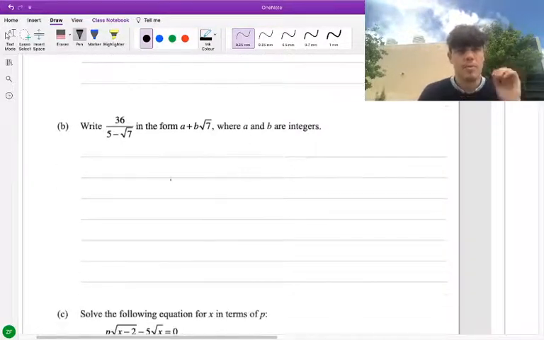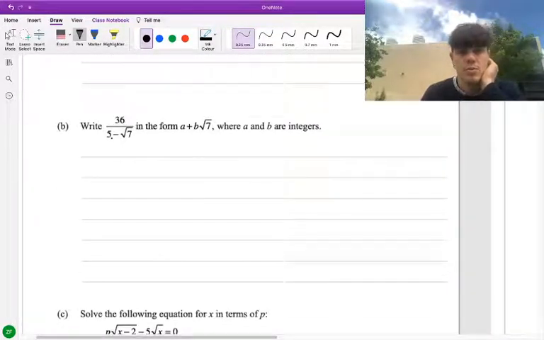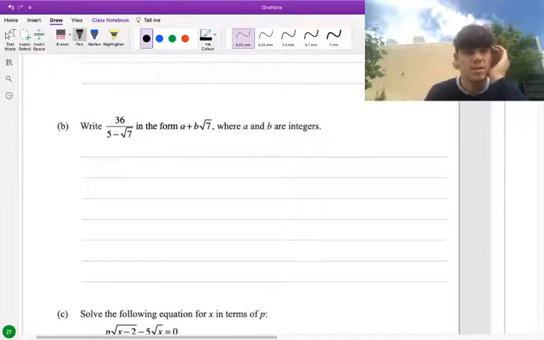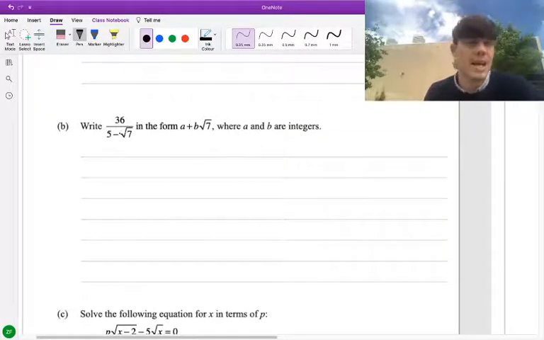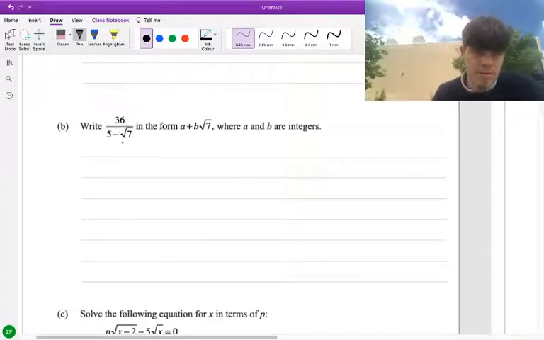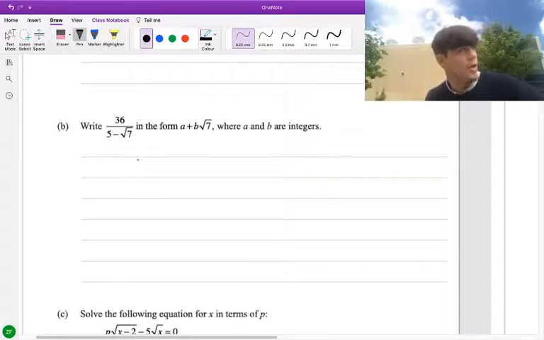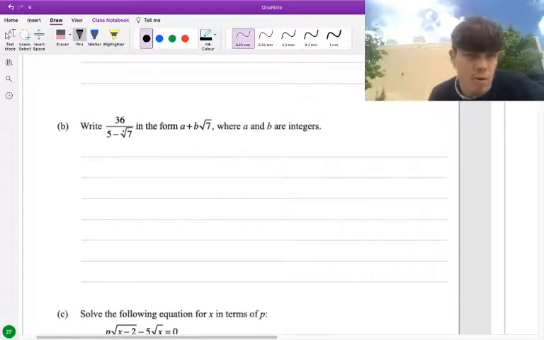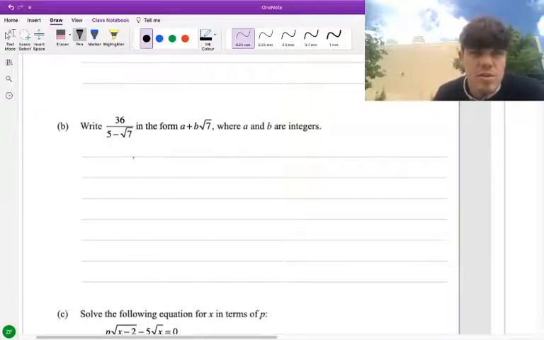Okay, so now write 36 over 5 minus the square root of 7 in the form a plus b root 7, where a and b are integers. The first thing you'll notice is that there is a square root on the base of the fraction, or the denominator. So what we need to do is get rid of that, and to get rid of a square root or an imaginary part on the denominator, we just use the conjugate.